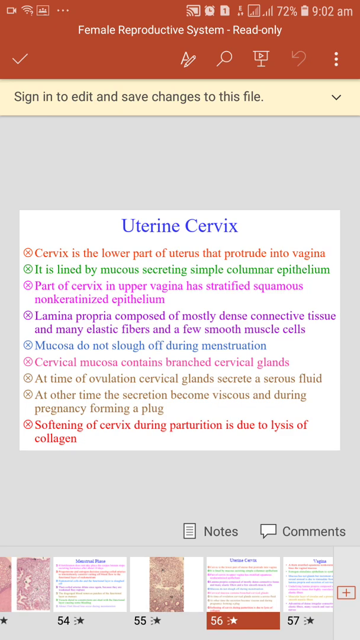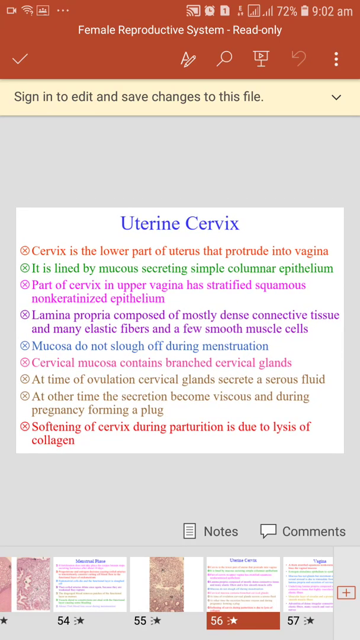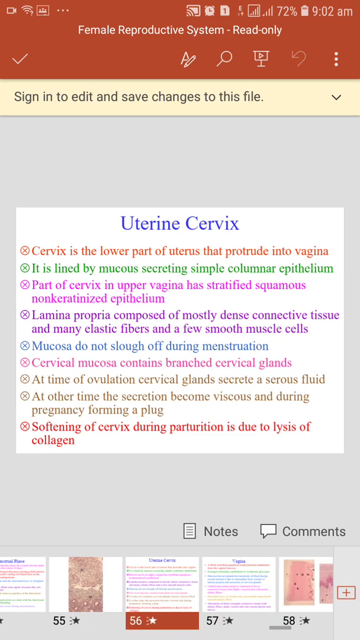The mucosa does not slough off during menstruation. Cervical mucosa contains branched cervical glands. At the time of ovulation, cervical glands secrete a serous fluid, and at the time of pregnancy the secretion becomes viscous, forming a plug. Softening of the cervix during parturition is due to lysis of collagen.